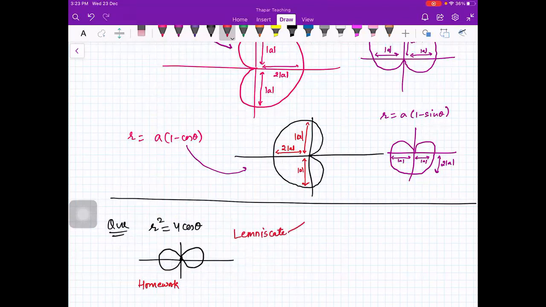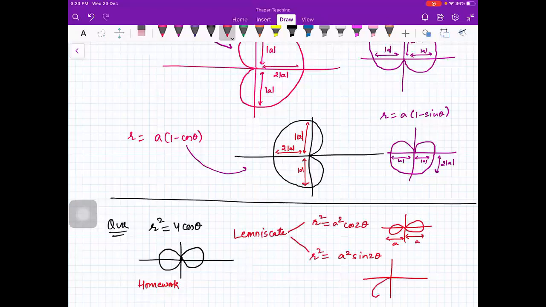So we have 2 types of lemniscate. One is R square is equal to A square cos 2 theta. And another one is R square is equal to A square sine 2 theta. This looks like this, where this is A and this is A. And this looks like this. So you should try plotting both these graphs. Okay, beta? Where this distance is A. So this is your homework and I will do it in the next class also. Fine, beta?